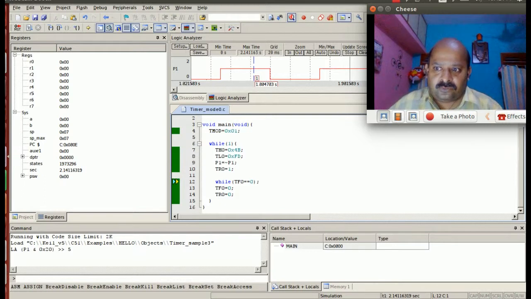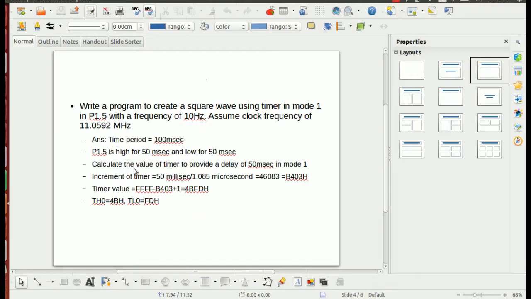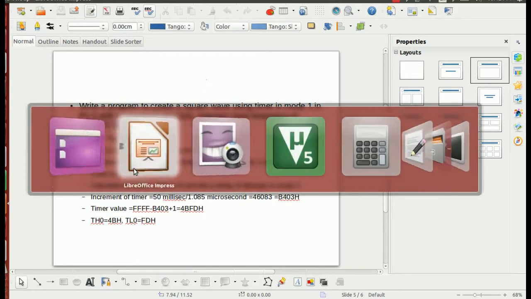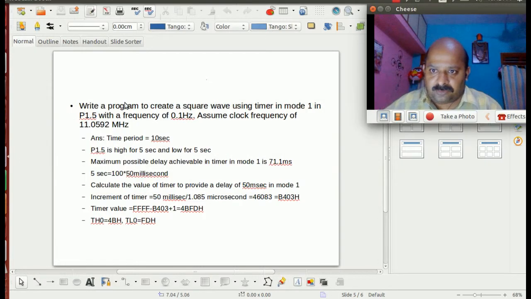Okay, so let us go to the next problem. The next problem states: generate a square wave using timer in mode 1, and the square wave should be generated on bit 5 of port 1, and the frequency of oscillation should be 0.1 Hertz. If the frequency is 0.1 Hertz, then the time period is 10 seconds. So P1.5 should be high for 5 seconds and low for another 5 seconds.